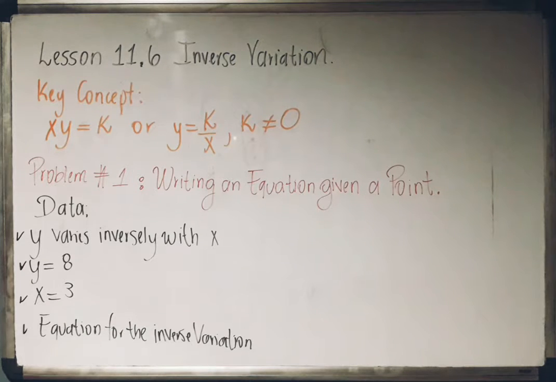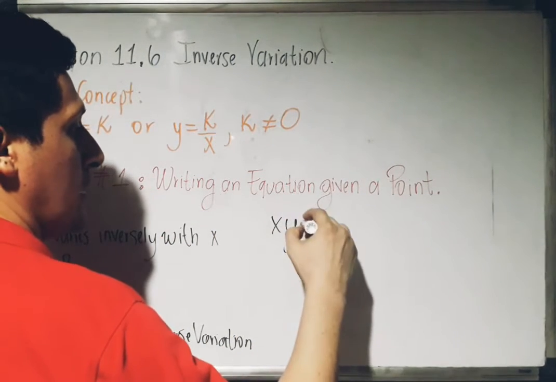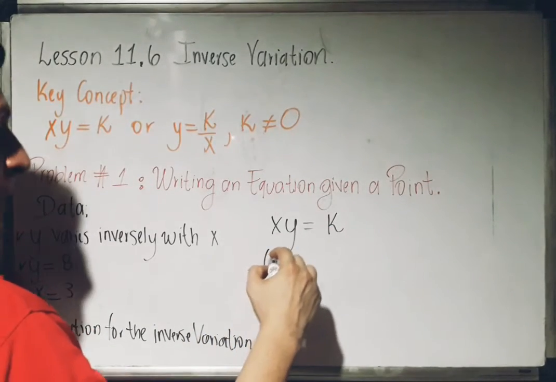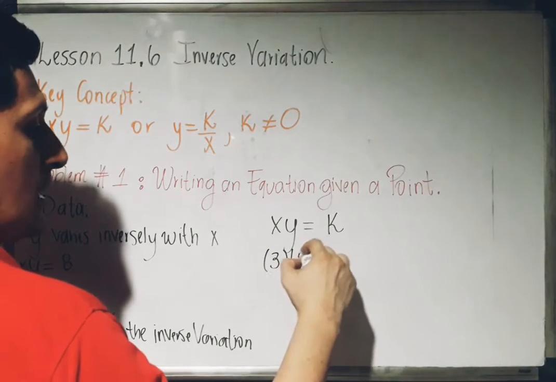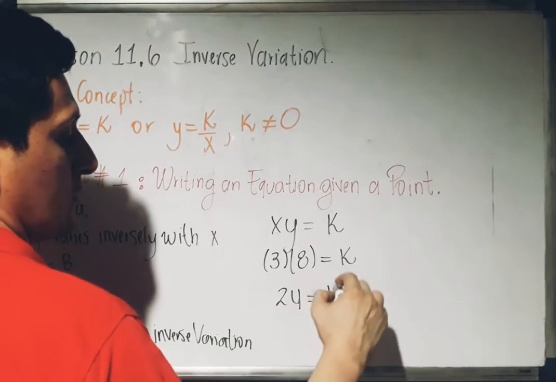In problem number 1, writing an equation given a point, suppose y varies inversely with x, and y has the value of 8 when x has the value of 3. What is an equation for the inverse variation? You need to apply the formula. You know that the formula is x times y equals k. You already know the values of x and y. X is equal to 3, y is equal to 8, and the product is k. If you multiply these two, you have 24 equals k.